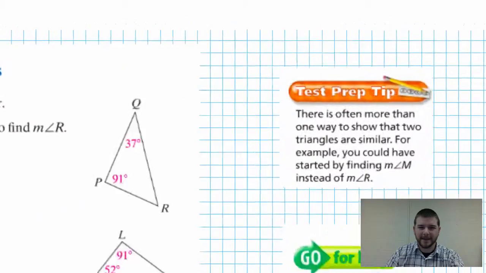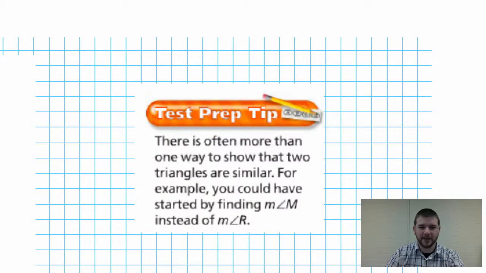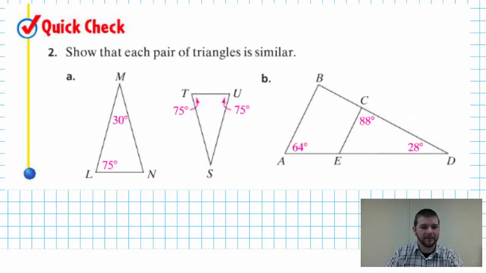A quick test prep tip before we get to your quick check problem. There's often more than one way to show that two triangles are similar. For example, you could have started by finding the measure of angle M instead of the measure of angle R. So here's your quick check problem for this example. Show that each pair of triangles is similar. Note there's a part A and B. Part B is interesting, and we'll talk more about that sort of setup very much in the future.